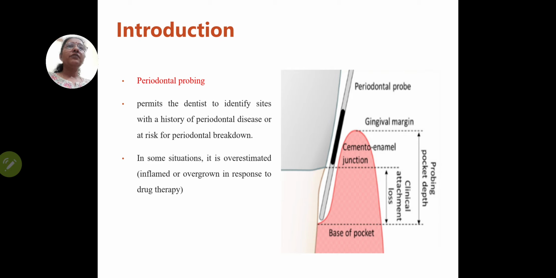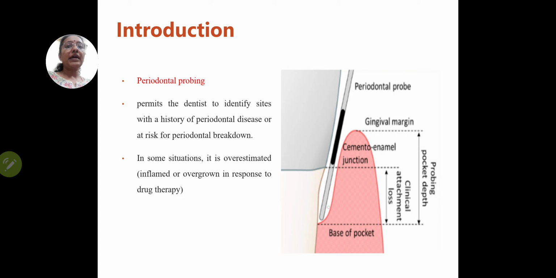Periodontal probing. For decades, probing clinical pocket depth and attachment level have been recognized by dentists as the most important tool in diagnosing periodontal health and disease. There are various physical methods to measure the distance from the bottom of the pocket to a fixed reference line, usually the gingival margin or the cemento-enamel junction.